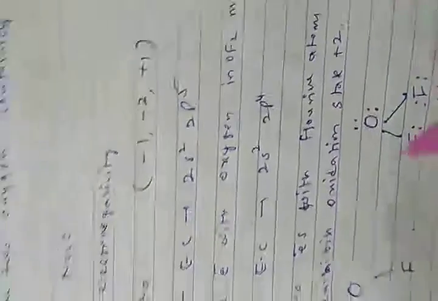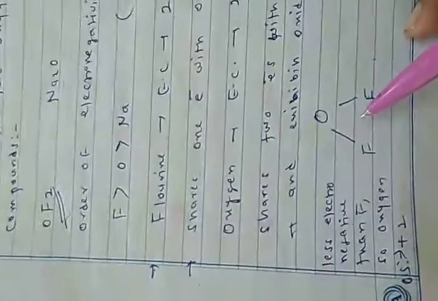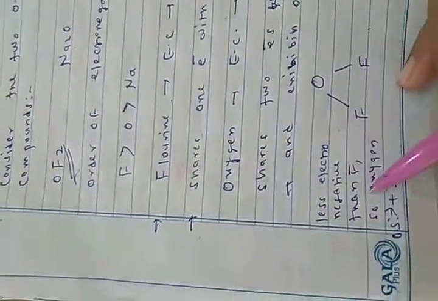Now oxygen, electronic configuration 2s2 2p4, as I showed you, shares 2 electrons with the fluorine atom and exhibits oxidation state +2. How +2, I will explain. See, this is oxygen, this is 2 fluorine, that is OF2. Oxygen has less electronegativity than fluorine, so the oxidation state of oxygen is +2.